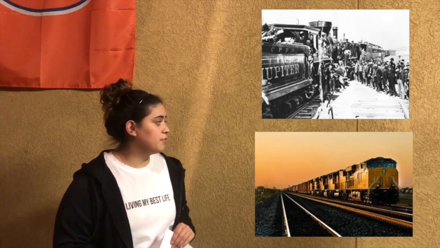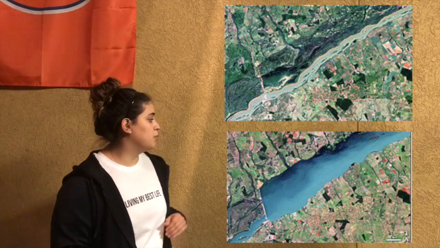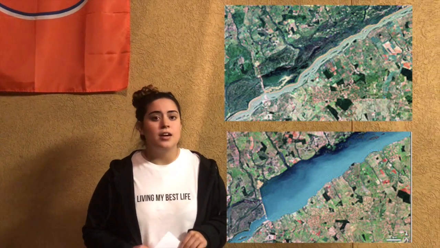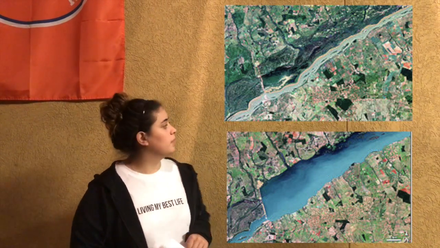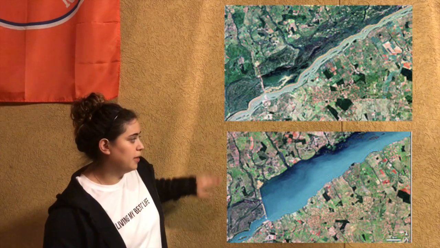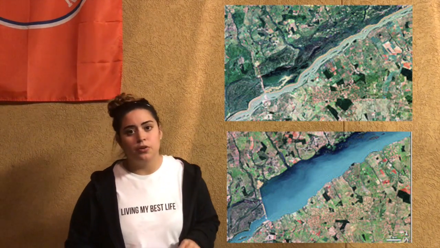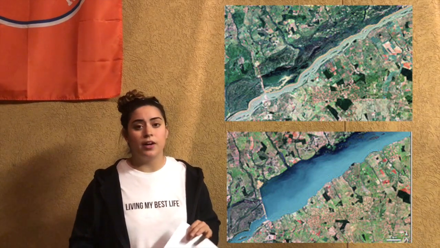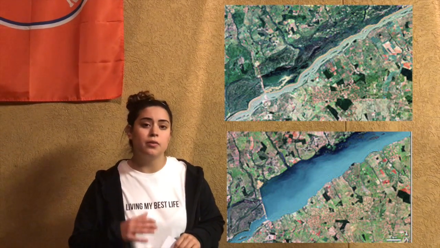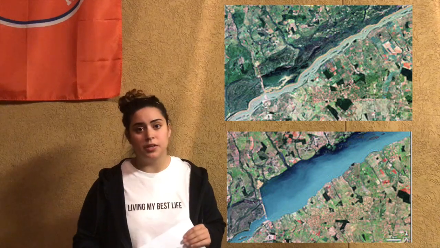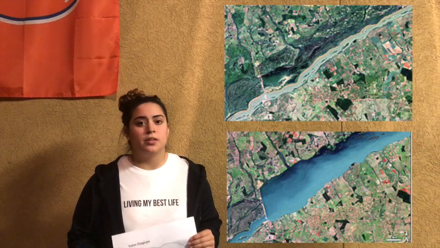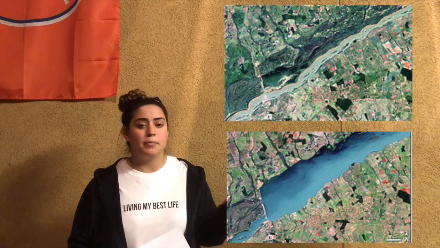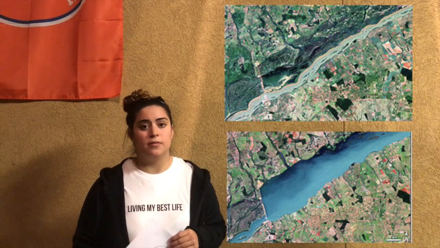Now I'm going to show you a different modification from humans. On these two pictures, you're going to see dams. On this one, you're going to see that it doesn't have a dam, and on this one it does. They build these to prevent flooding and also create good water flow throughout the community or city that they were built in. I'm going to play a quick video that shows how the dam can affect a community in a positive and negative way.